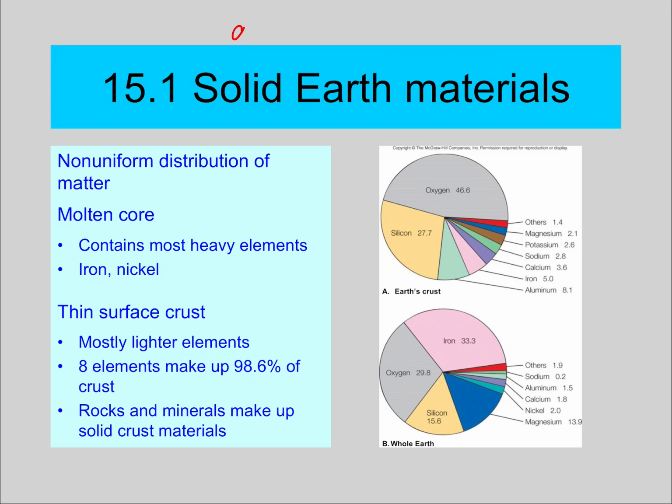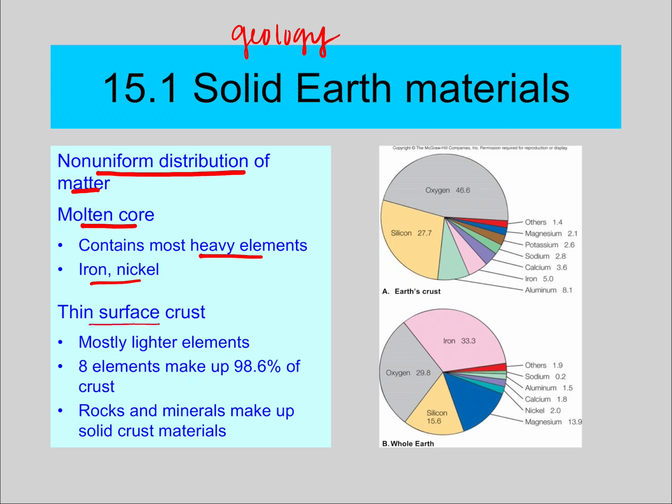So in this chapter, we're essentially going to start off with some geology. We're moving out of space and talking about Earth. And so the Earth is made up of a non-uniform distribution of matter, meaning if I grabbed a scoop of Earth, it would be different than if I grabbed a second scoop of Earth. So it's not uniformly distributed. We know that the Earth is made up of a molten core that contains the most heavy elements that we see, mainly iron and nickel.